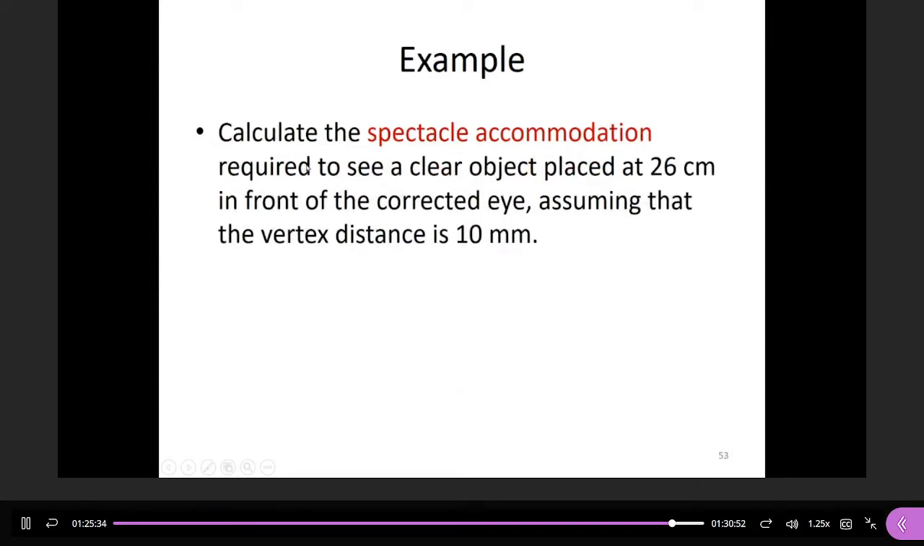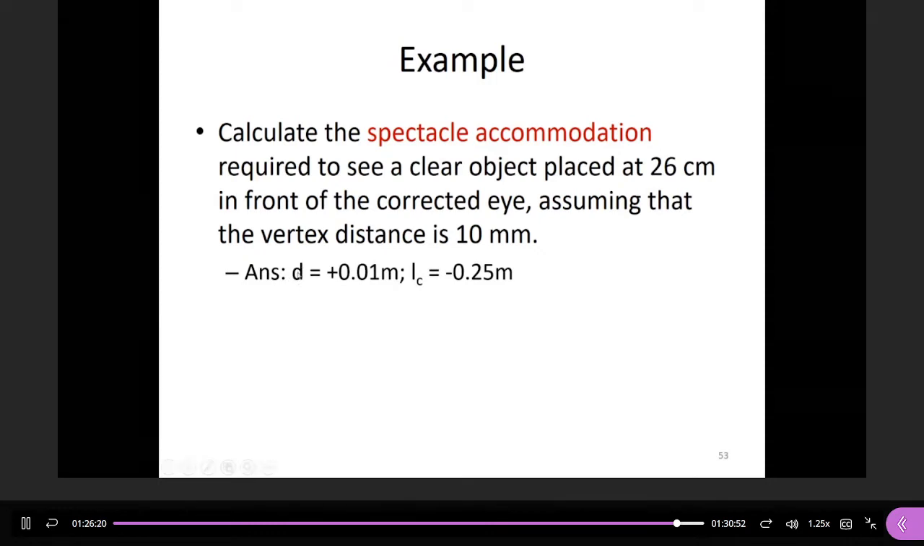Let me give you one example here. We want you to calculate the spectacle accommodation required to see objects clearly at 26 centimeters in front of the eye, assuming the vertex distance is 10 mm. So you can see that the object is located at a distance of 26 centimeters in front of the eye, and not in front of the lens. Assuming the vertex distance is 1 centimeter, the information given is d equal to 1 centimeter.